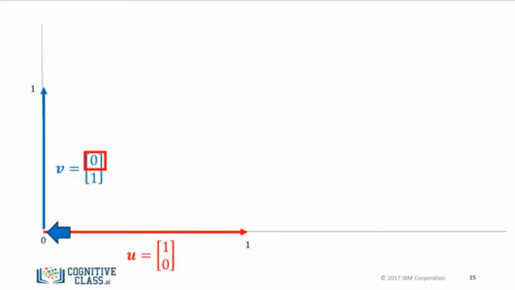We represent the second vector in blue. The first component is 0. Therefore, the arrow does not point in the horizontal direction. The second component is 1.